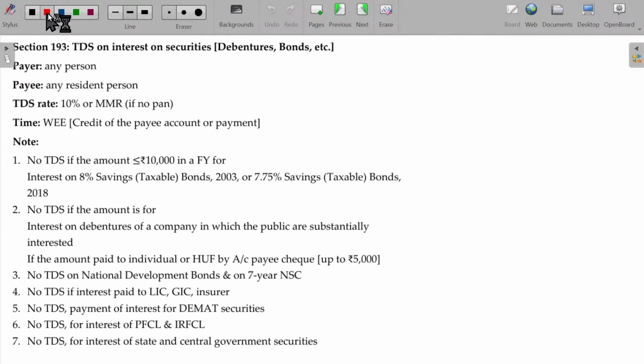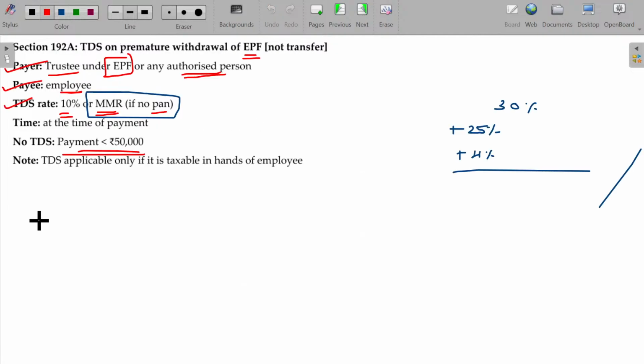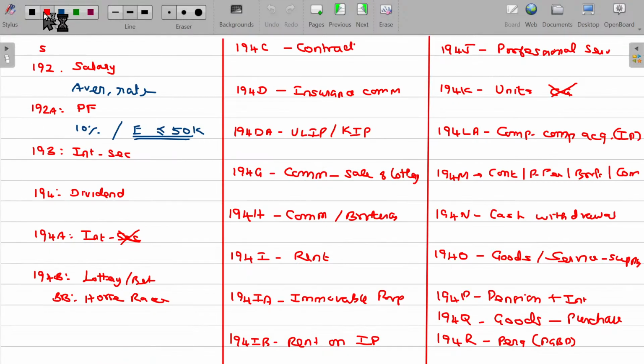And section 193, interest on securities. The payer is the person who issued the securities, the recipient should be a resident person, and the rate is 10%, or MMR if no PAN is given. Is that okay? Here also 10% applies, and the no-PAN rate will be applicable. Clear? Section 193.